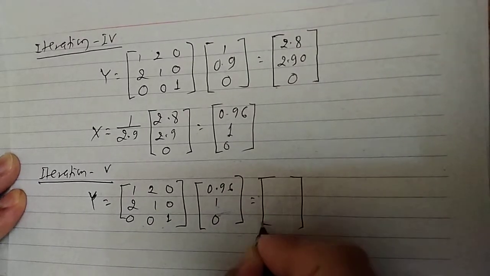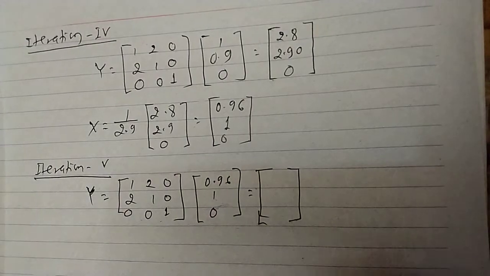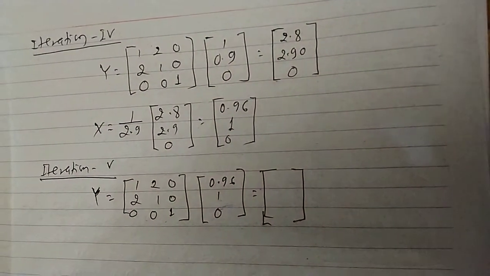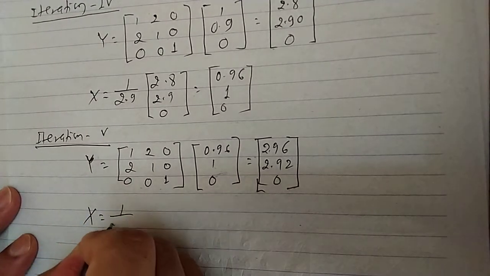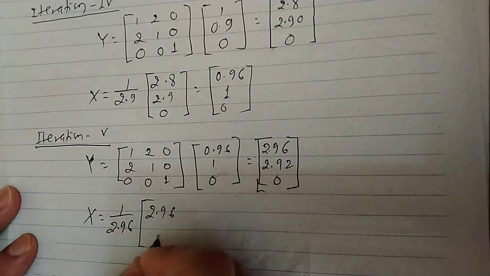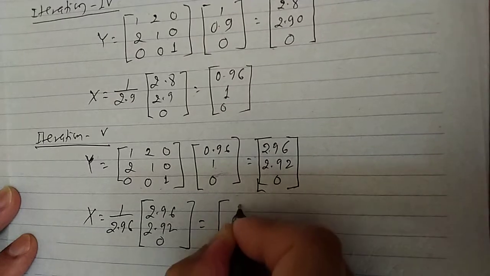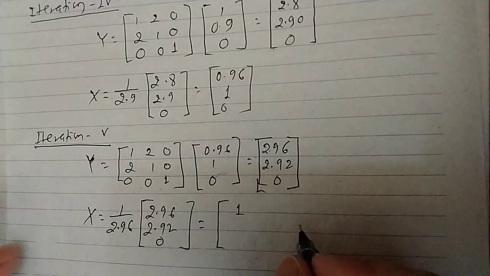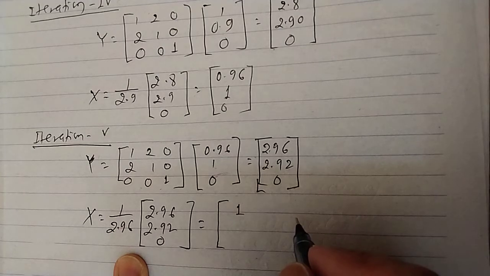How much does this come to? Have you calculated it? Can you tell me? So what is x? So x will be 1 by k, which is 2.96, so [2.96, 2.92, 0] divided by 2.96. So that will be equal to what? This is 1, and 2.92 divided by 2.96. How much?